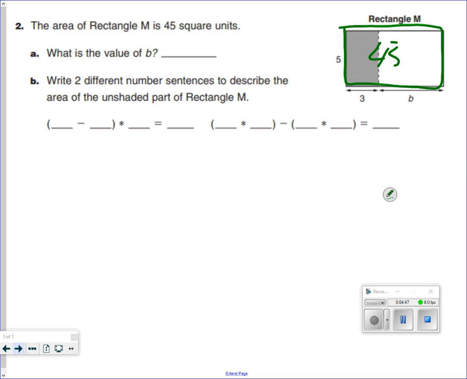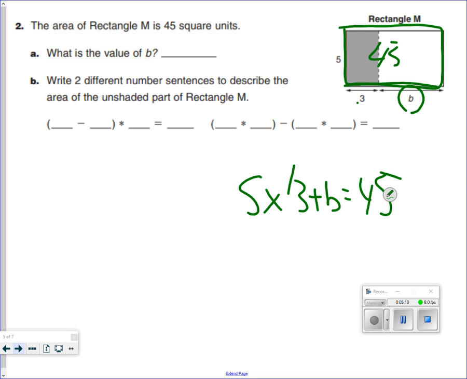Okay. What is the value of B? So we're trying to find out what B is right here. Well, I tell you this much. This 5 right here, 5 times (3 plus B), will equal 45, because we're going to have to add 3 plus this b to make this straight line, times the 5, and this 3 plus b has to be inside parentheses.